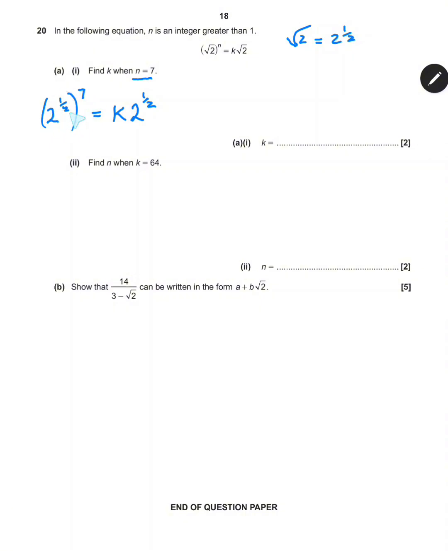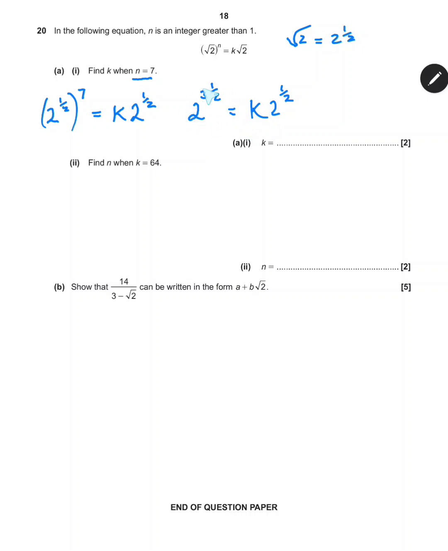We can simplify this side. 2 to the half raised to the power of 7. Well, that's just your normal laws of indices. We need to multiply these together, and 7 times a half is 3.5. So what we get is 2 raised to the power of 3.5 equals k times 2 to the power of a half.